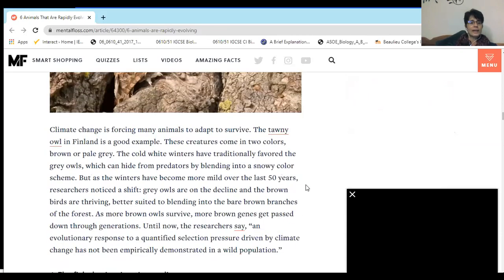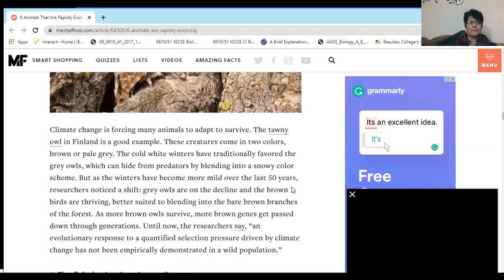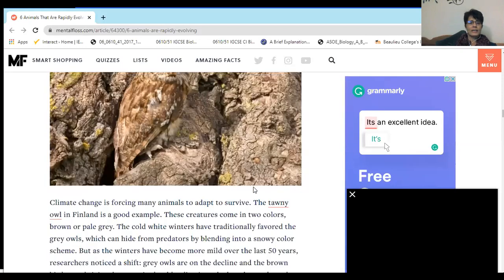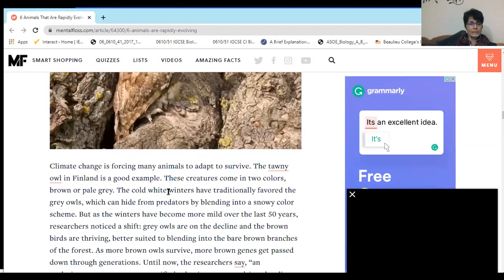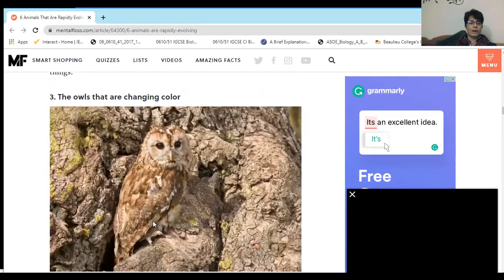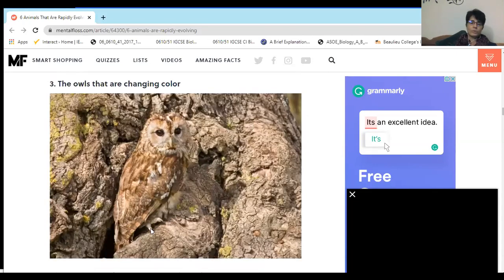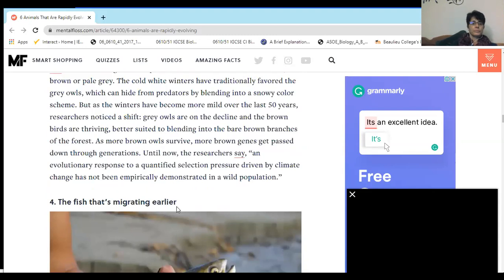Owls that are changing color, but not being forced to change color. They are changing color because they have genes that are present that could allow them to be better adapted to colder winters. The gray owls are found, but now because the winters are becoming more mild over the last 50 years, gray owl numbers are declining and brown owls are thriving. So this is a brown owl. So that's genetic drift, which one is becoming more common. And the selection pressure is the climate.